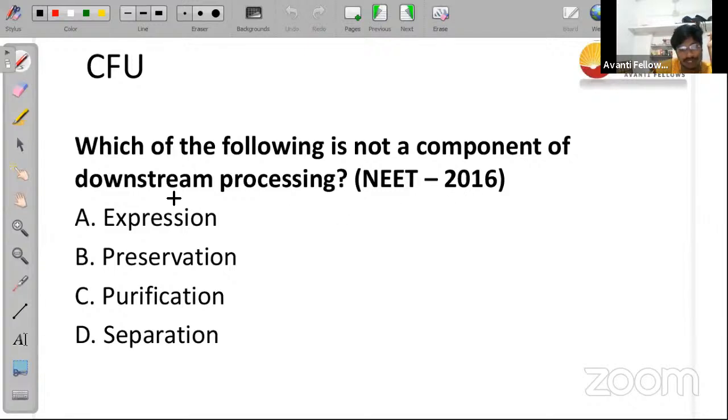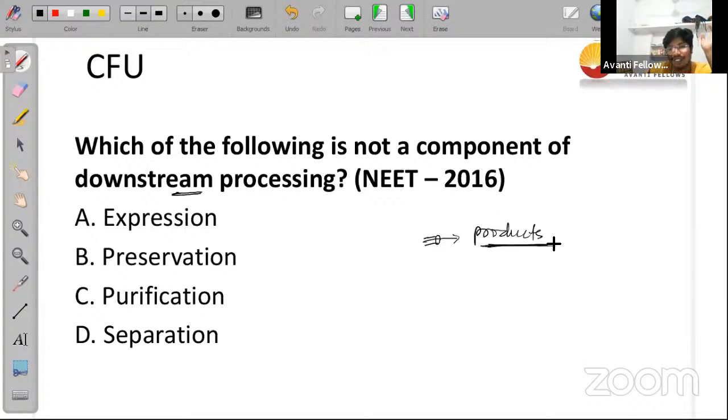When I am talking about downstream processing, at the bottom of the bioreactor there will be an opening. That opening is for the collection of the product. Products will be collected from here. The synthesized protein will be accumulating inside the medium. Whatever protein is synthesized by the host will be accumulating in the bioreactor only.